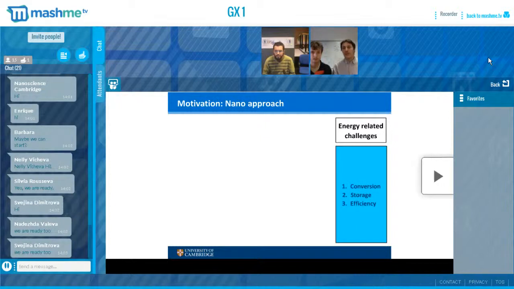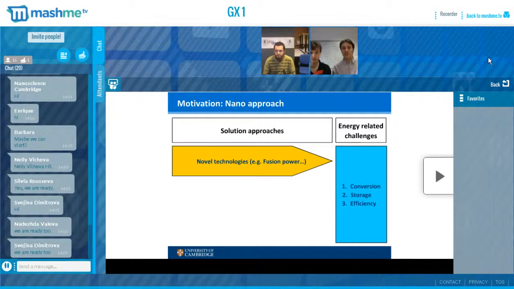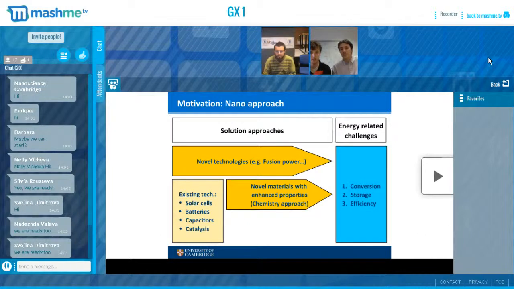As you all know, there are quite a lot of energy-related challenges nowadays. The first one is energy conversion, for example, the conversion of sunlight into electricity. Then, of course, also the storage of energy, and improving the energy efficiency of different devices. There are different approaches science is taking right now. Either you can start with a really complex, big approach and come up with really new technologies such as fusion power, or you can use the existing technologies such as solar cells, batteries, capacitors, and catalysis for splitting water, and try to improve the materials that are used in these devices.